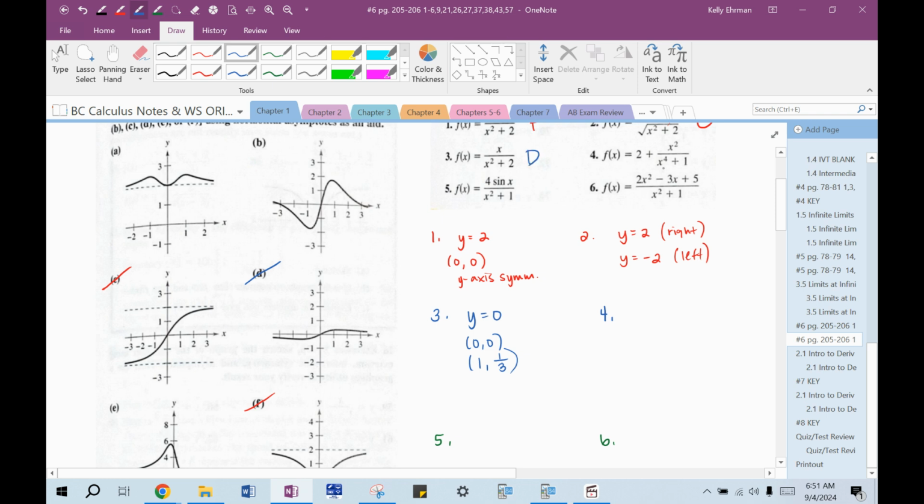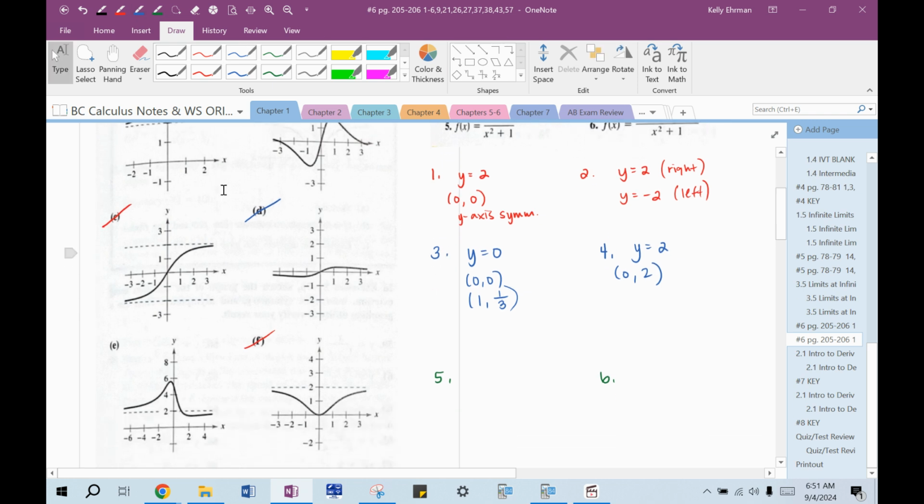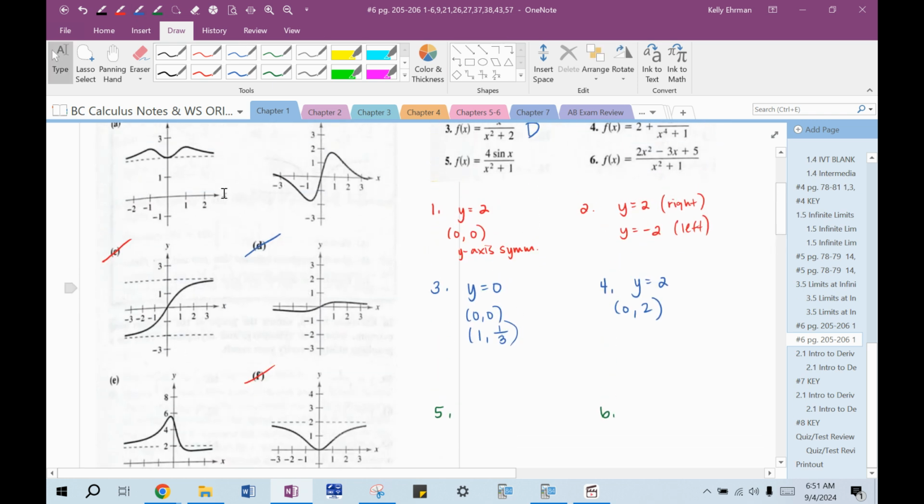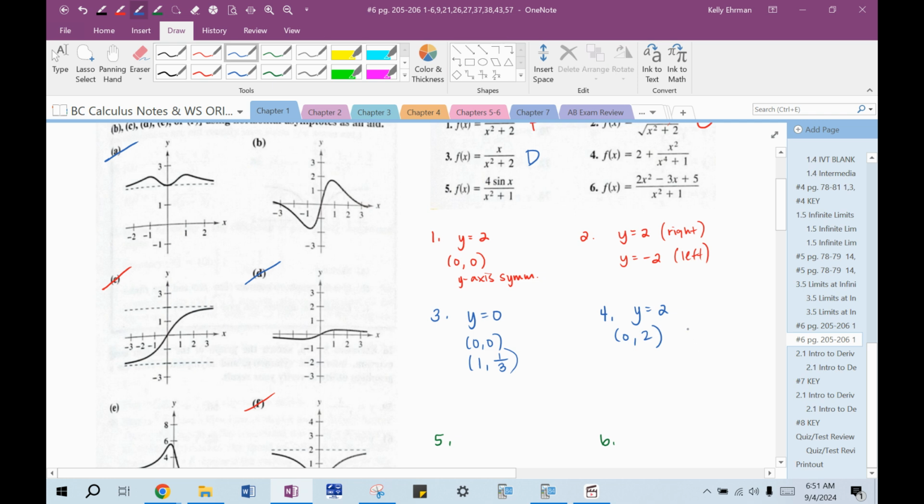Okay, number 4. The horizontal asymptote here is 2 plus 0 because of this bottom heavy function, so y equals 2. If I plug in 0, I get 2 plus 0, I get 2. So let's check right now. We have a point that goes through 0, 2, and a horizontal asymptote. So A fits that description and nothing else. So I'm going to stop analyzing there and just go with A.